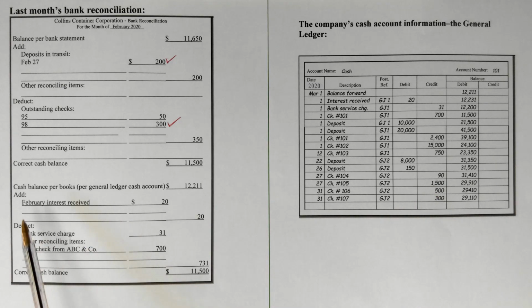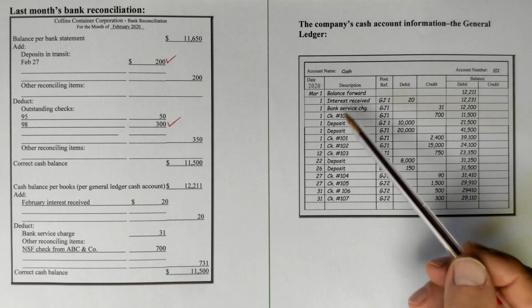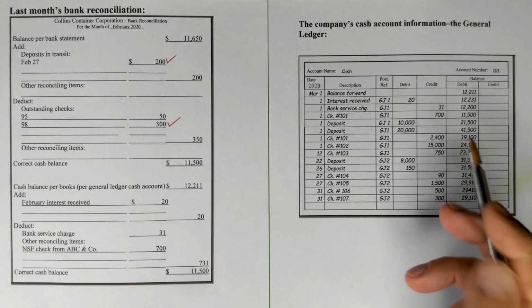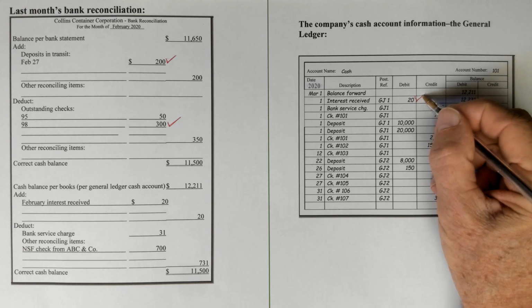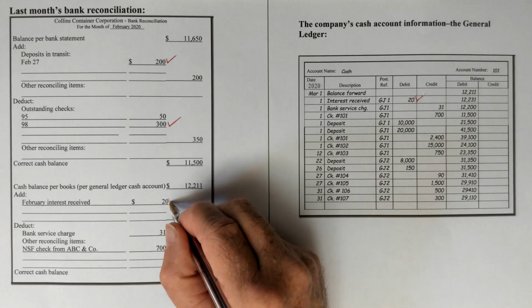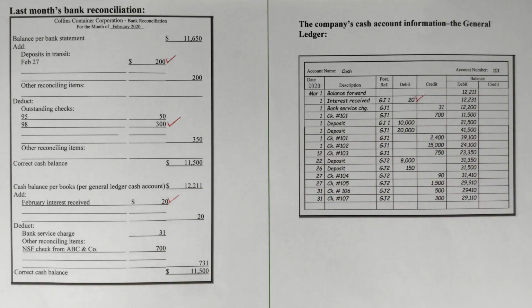The first is February interest received. On February's bank statement, apparently we received interest of $20, but it was not recorded in February. So let's see if it was ever recorded on our books. Let's take a look. Oh yeah, interest received $20. There we go. So let's go ahead and check that off here, and of course, we're going to check it off here. So we check it off in both places. We're careful to do so.